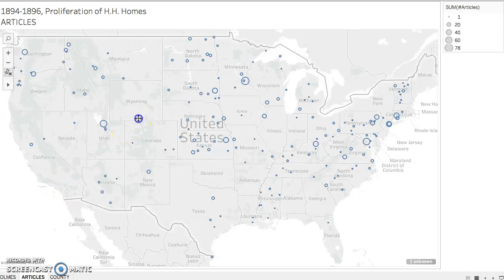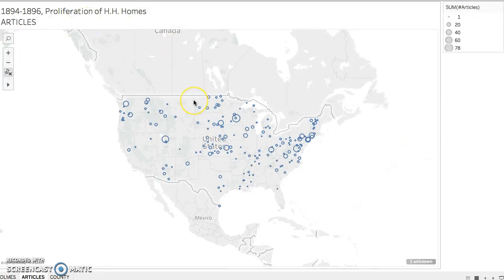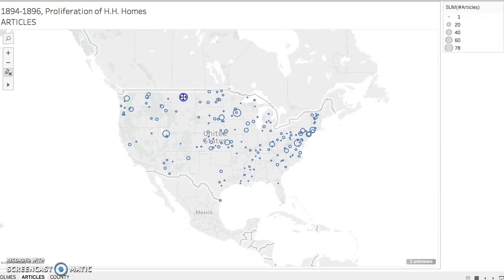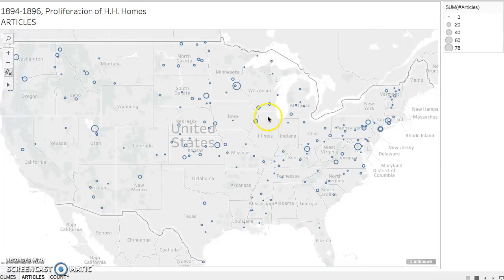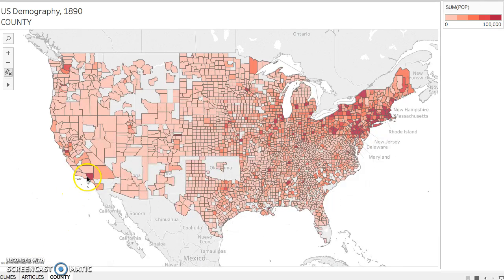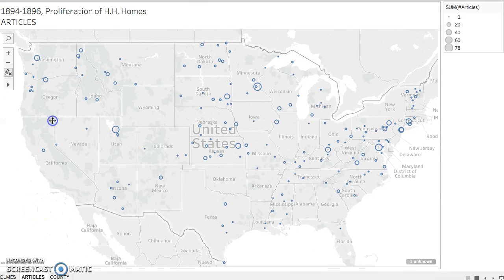And one last thing I should point out is there are some big losses in this map, just having to do with copyright issues with Chronicling America. So, for example, Chicago not being here at all is obviously a big loss, considering that H.H. Holmes committed most of his crimes in Chicago, but that's probably due to copyright issues with the Chicago Tribune. Similar with LA. As we saw in the county map, LA was one of the most populous counties at the time, and they have no articles, and I'm assuming that is again because of copyright, and it doesn't mean anything of consequence in terms of the city versus rural divide with H.H. Holmes articles.